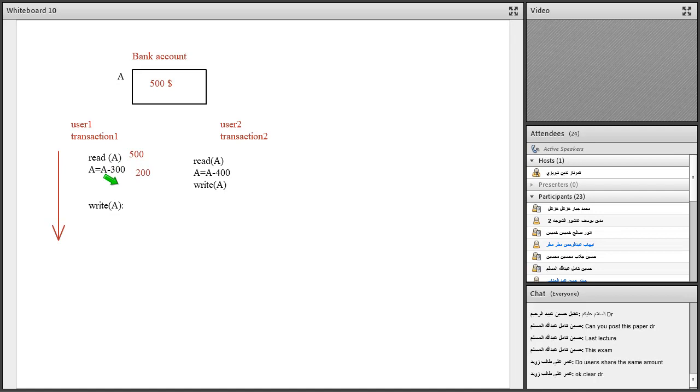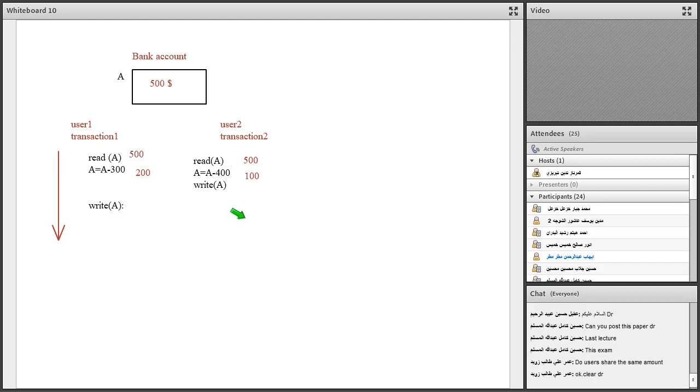But before this transaction tries to write the results to the hard disk, another transaction comes from somewhere else. It reads A, and it's still 500, because transaction 1 hasn't changed the actual amount of the account. So this transaction reads 500 also, and it doesn't know that the amount is changing somewhere else.